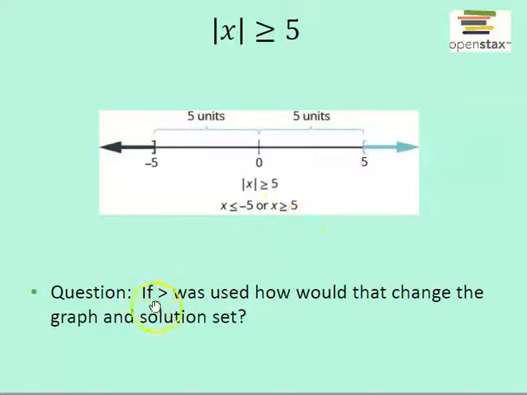Now, if I had simply a greater than symbol, not greater than or equal to, the only thing that would change would be whether or not I include -5 and +5. So if this did not have the equal to, I would have parentheses on my graph, which means I would not have the equal to symbol here or here. But that is the only difference between the greater than or equal to and the greater than. It still would be an OR inequality.